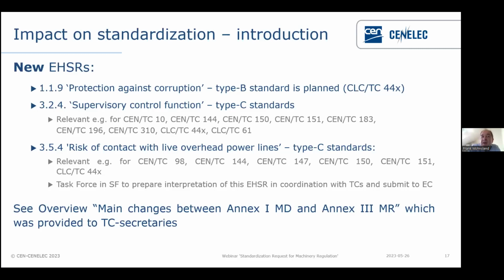Here, there is wide agreement among the experts that it is not so appropriate to refer to a very general type B standard, as the requirements can really vary from machine to machine type. So here it is probably more appropriate to adjust type C standards, or to refer to one particular type C standard, maybe already existent in one of those mobile machinery TCs. Same thing in the end for the 354, which is the avoidance or the prevention of risk of contact with live overhead power lines, which is also supposed to be resolved via a type C standard.